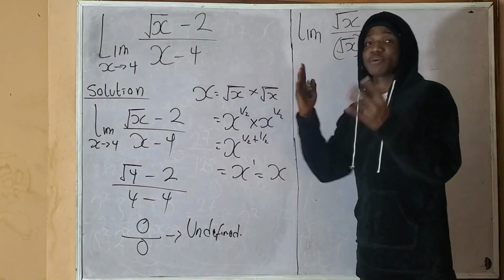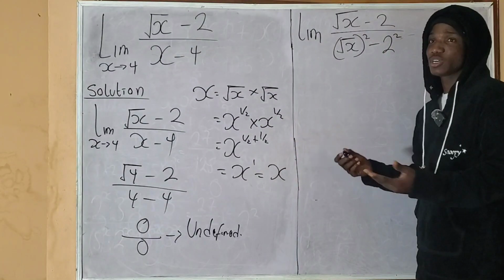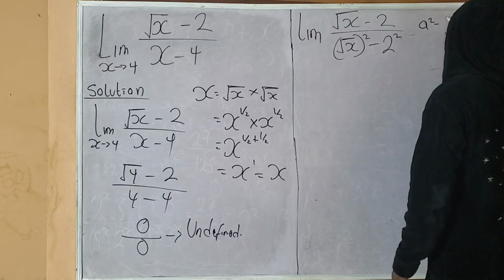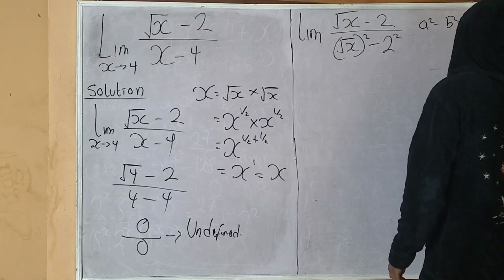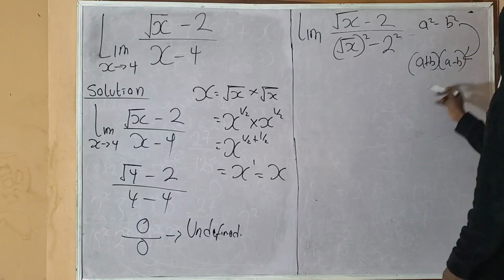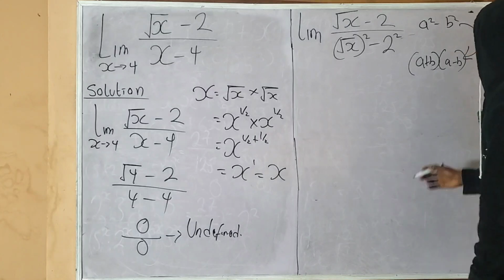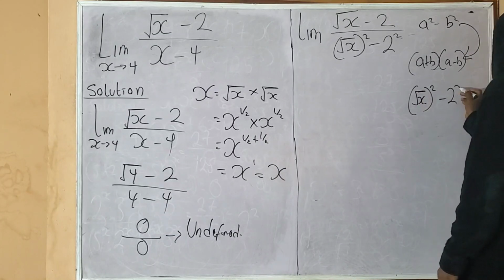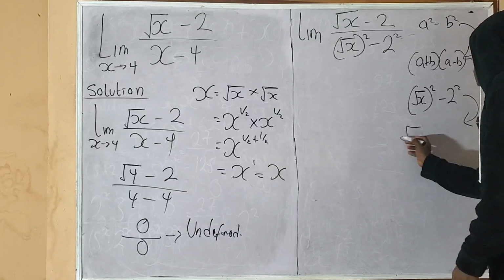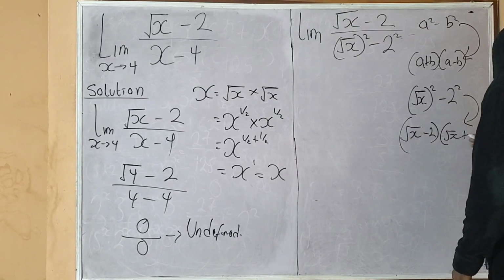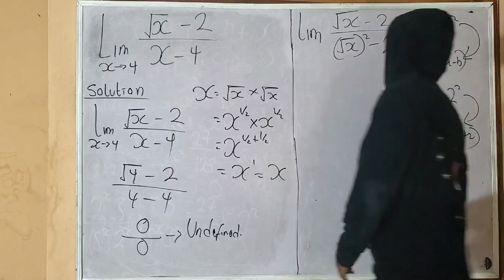Now, 4 also can be written as 2 raised to the power of 2. Recall that a squared minus b squared can be written as a plus b multiplied by a minus b. This is the difference of two squares. So root of x raised to the power of 2 minus 2 squared can be written as root of x minus 2 multiplied by root of x plus 2. Is that not it? So let us approach it like that.